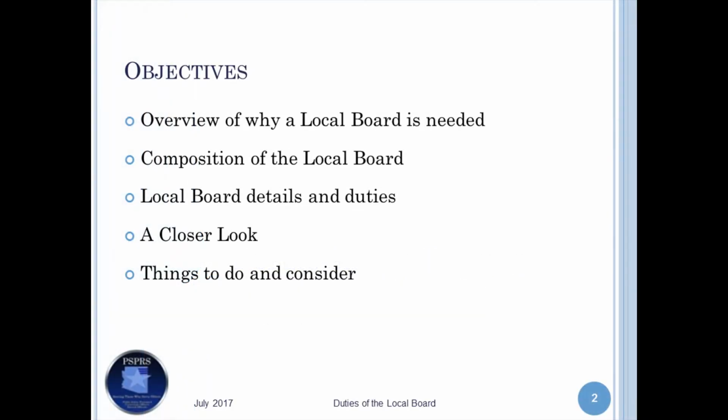During our presentation, we have a few objectives we'd like to follow. And the first one is, why do we need a local board? Why is it needed? And that's always a question that comes up. We'll just say 250 local boards around the state of Arizona. They're all 5-member boards. They all communicate back to our office, and we'll get into that process as well. What is the composition of the local board? Who should be sitting on the local board and why, and what is the importance of that? We'll also be talking about local board duties and responsibilities, a little closer look at those so you can make sure you're following the rules and making sure within your jurisdiction that you're making good, prudent decisions. And things to consider going forward.